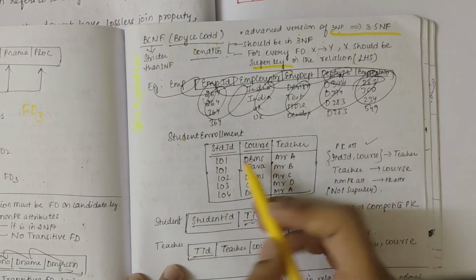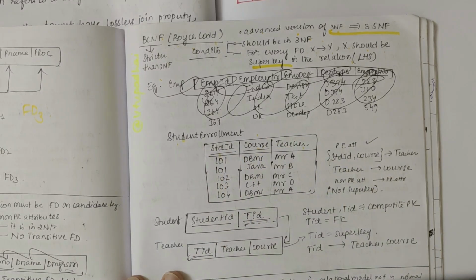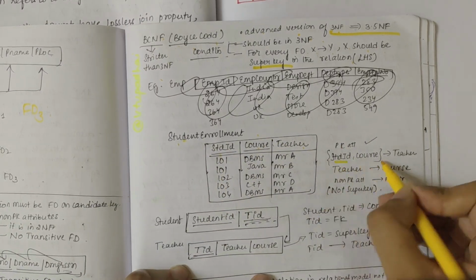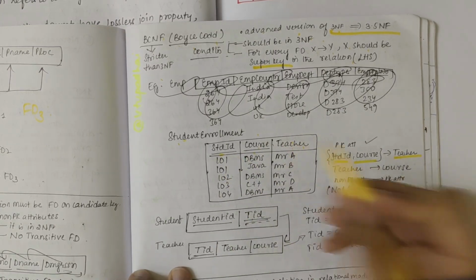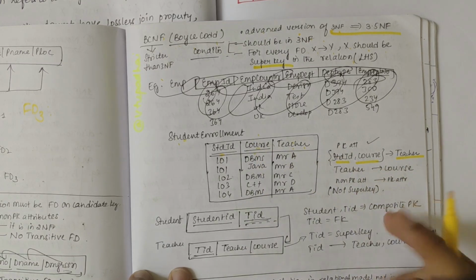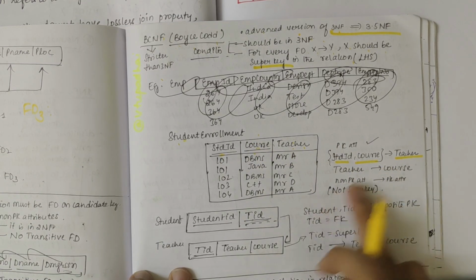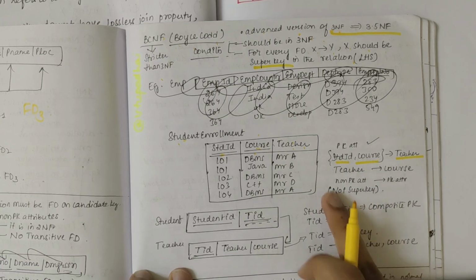So looking at the example here, student ID is given, course is given, teacher is given. So teacher depends on student ID and course. And teacher also depends on the course. But here, course is a primary key attribute, but then teacher is not a primary key attribute. It is not a super key.